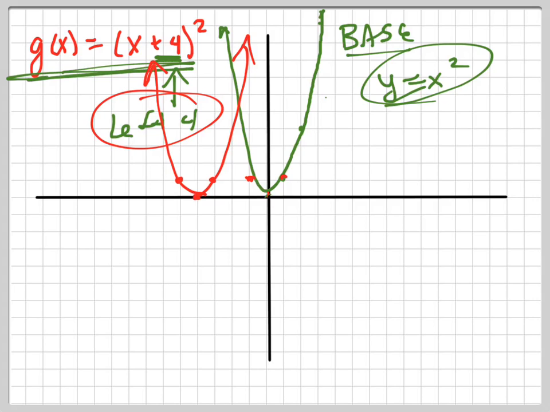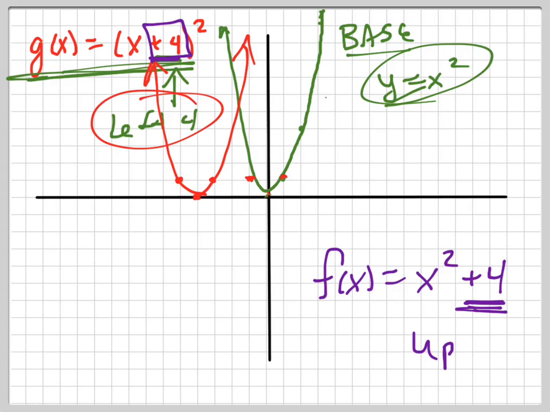How about this graph? I'll do another color, purple. How about f of x equals x squared plus 4? Up 4. Now I'm adding 4 to the outside, not to the inside. See how this was inside here? This is outside, so this transforms it up 4. Every single point moves up 4. So instead of 0, 0, it's 0, 4. Instead of 1, 1, it's 1, 5. Instead of negative 1, 1, it's negative 1, 5.